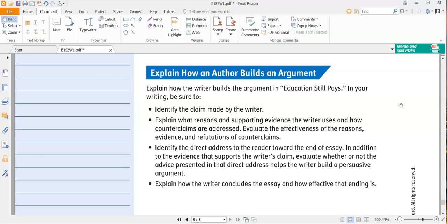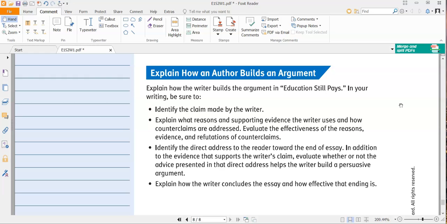One is you're going to identify the claim made by the writer. Well, we already did that part together. You know that the claim is going to be something about why education still pays. The second one says, explain what reasons and supporting evidence the writer uses and how counterclaims are addressed. Meaning, you're going to explain the different things that they stated in order to support their argument, and you're going to say what they used for their counterclaim, and whether they acknowledged the counterclaim and left it alone, or whether they shot it down. So you're going to evaluate the effectiveness of those reasons, evidence, and refutations of counterclaims, meaning you're going to decide, is this evidence enough to convince somebody, or is it kind of weak?